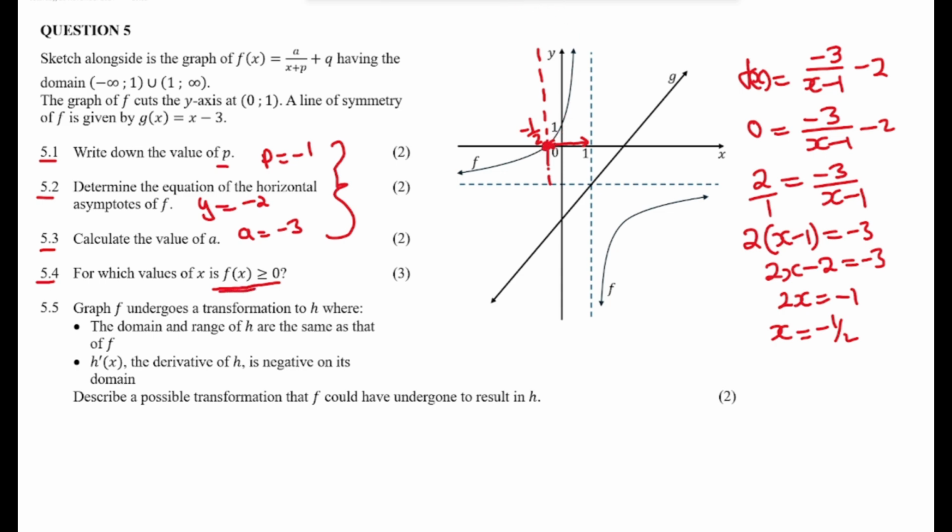Then what's the solution here? Where f of x is greater than or equal to 0 is when x is greater than or equal to -1 over 2, or you can use -0.5, but less than 1. We cannot include 1 because x is equal to 1 is the asymptote. So this is the solution.